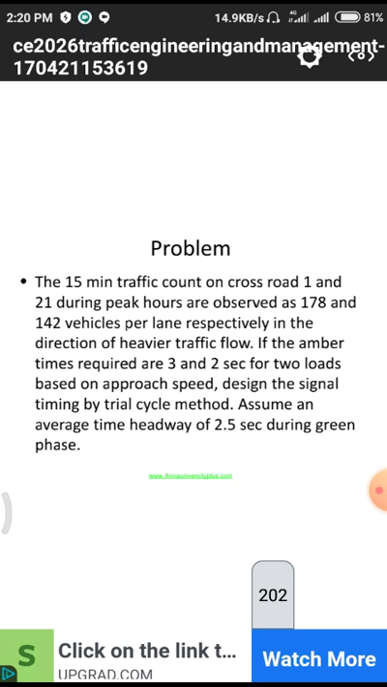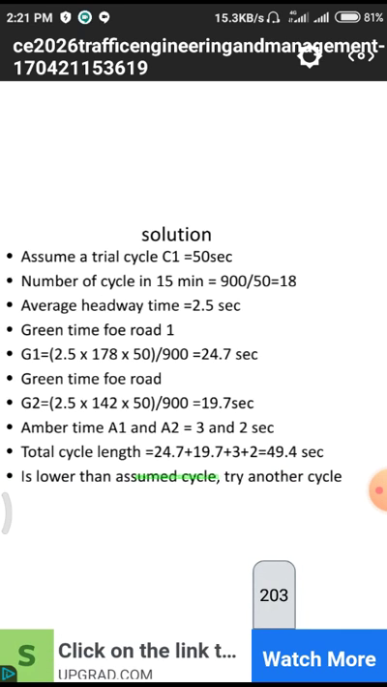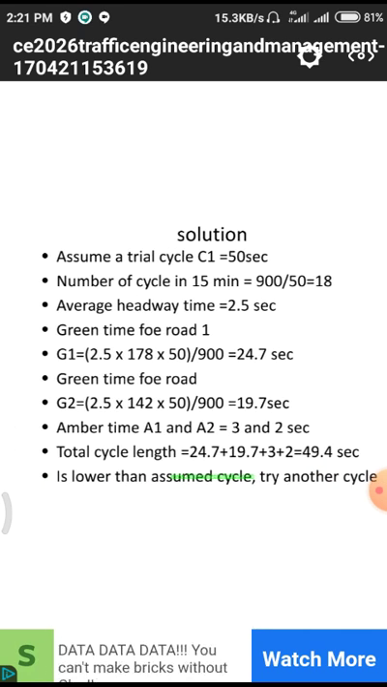In the problem itself, they gave a 15-minute traffic count, where roads 1 and 2 during peak hours were observed to have 178 and 142. These are the total vehicle counts. Depending upon those vehicle counts, we need to choose the period required for these signals. We also have 2.5 seconds for the phase time, and those are also calculated in seconds, along with the average headway time.